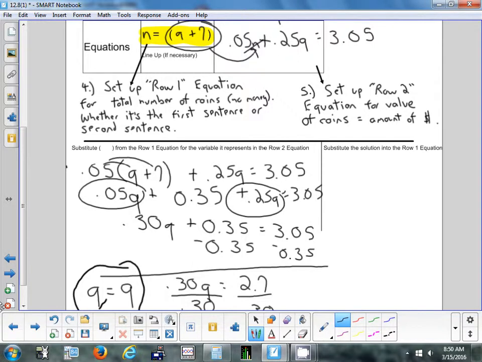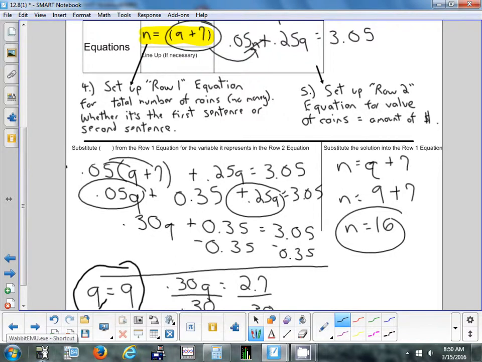Addition. So I get N. I'm just going to write the whole equation out so you guys can see it. Q plus 7 equals N. What do we get for Q? 9 plus 7, N equals 16. I don't want to get the Q confused with the 9, that's all.